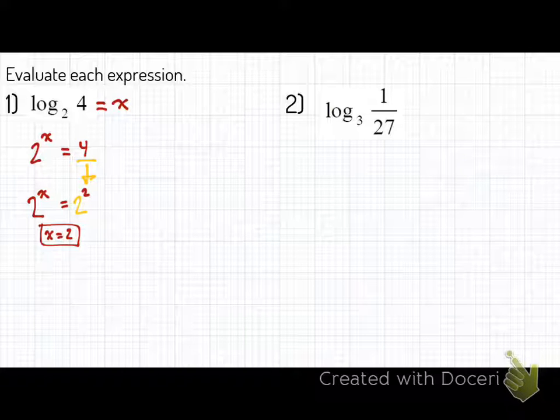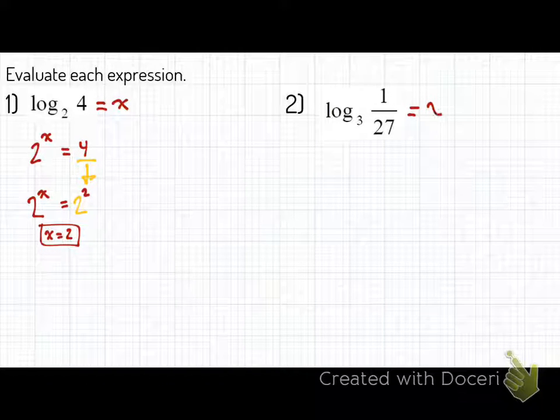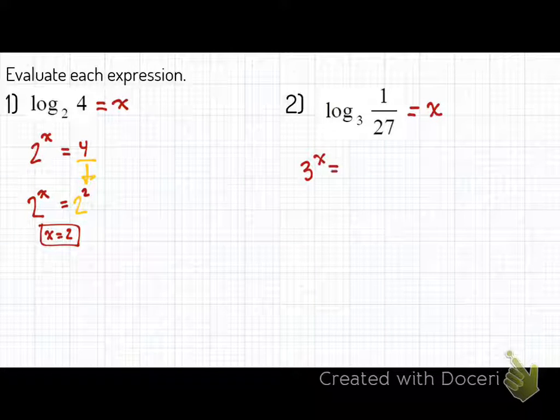Okay, that's number 1. Number 2, 3 to what power is equal to 1/27th? Log base 3 of 1/27th. So the first thing you do is set it equal to x. Then you're going to rewrite this as an exponential equation. You got 3 to the x is equal to 1/27th. Okay? And then we're going to ask ourselves, what base can we use that's common on both sides? I know 3 to the third power is equal to 27, right? So 3 to what power is equal to 1/27th?